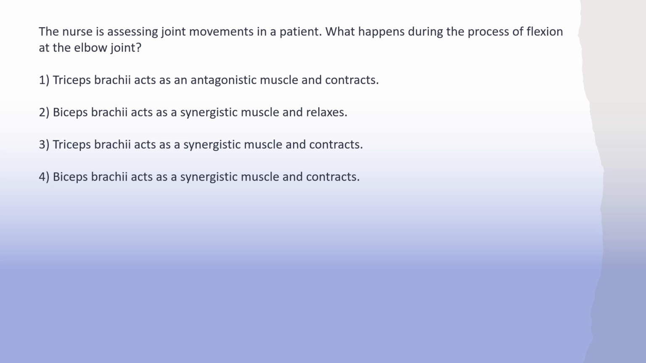The nurse is assessing joint movements in a patient. What happens during the process of flexion at the elbow joint? 1, triceps brachii acts as an antagonistic muscle and contracts. 2, biceps brachii acts as a synergistic muscle and relaxes. 3, triceps brachii acts as a synergistic muscle and contracts. 4, biceps brachii acts as a synergistic muscle and contracts.